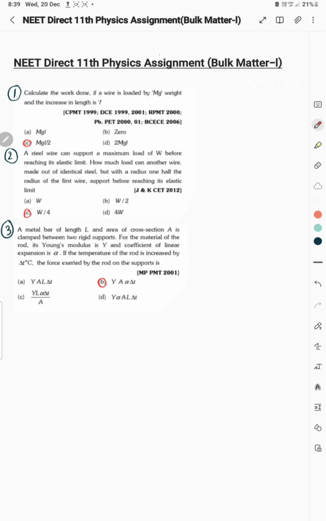So in this way, we have solved all the problems of the physics assignment which were earlier given to the students from the chapter of bulk matter under the program NEET Direct. Answer to question first was option C. Answer to question second was option C. Answer to third question was option B.